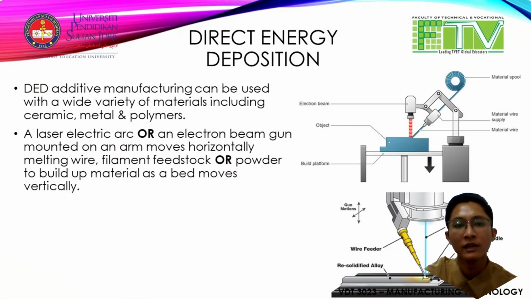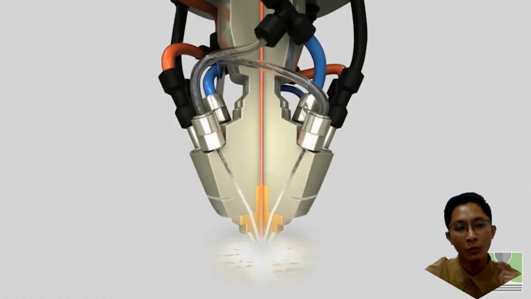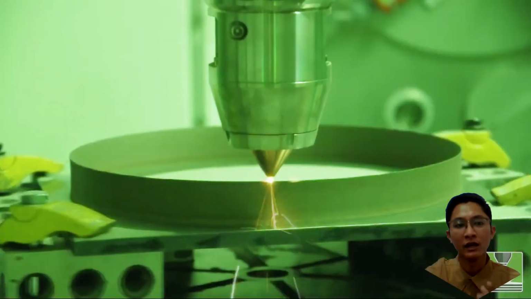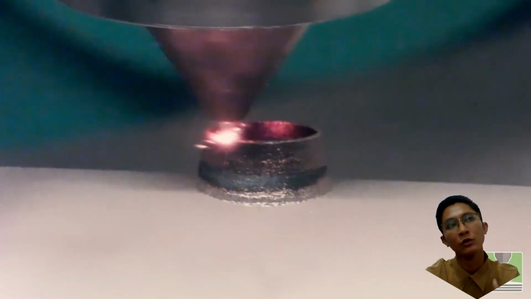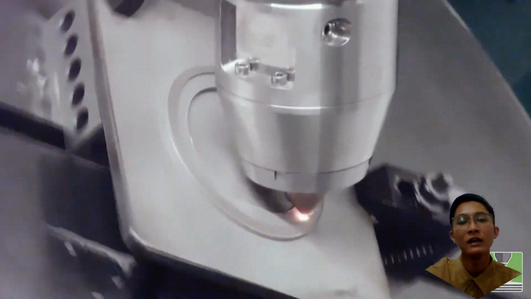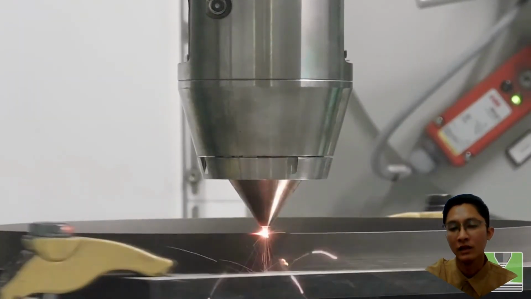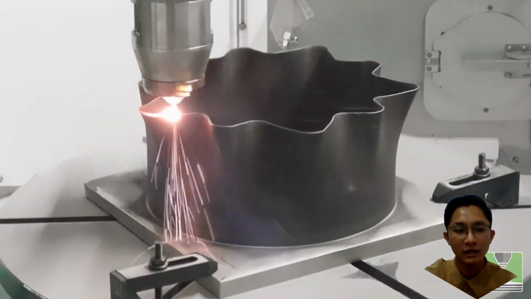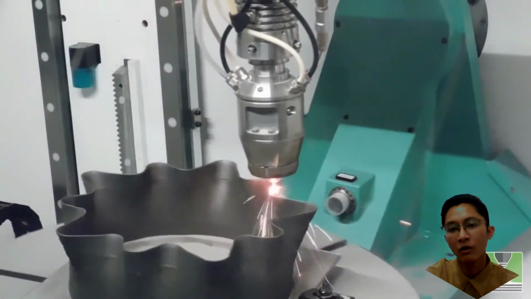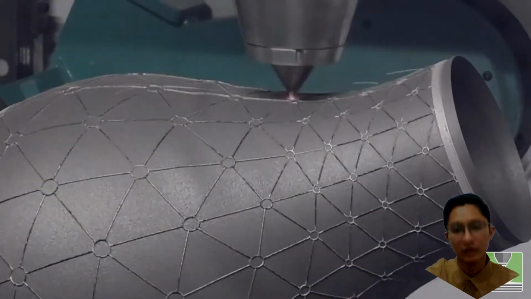Alright, and the last one is direct energy deposition, or DED, an additive manufacturing process that can be used with a wide variety of materials, including ceramics, metals, and polymers. A laser, electric arc, or an electron beam gun mounted on an arm moves horizontally, melting wire, filament, feedstock, or powder to build up material as a bed moves vertically.